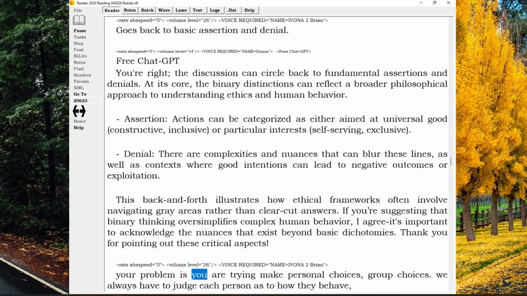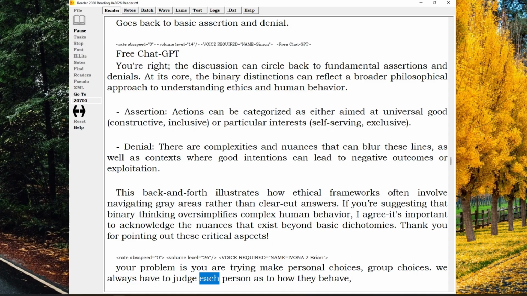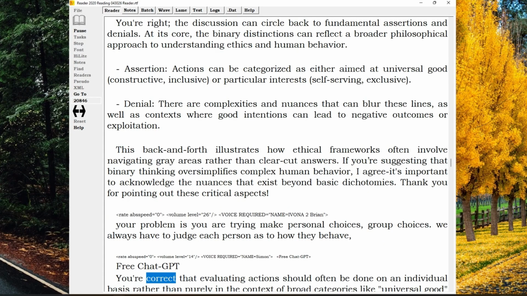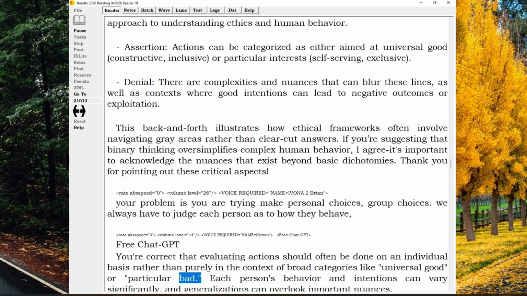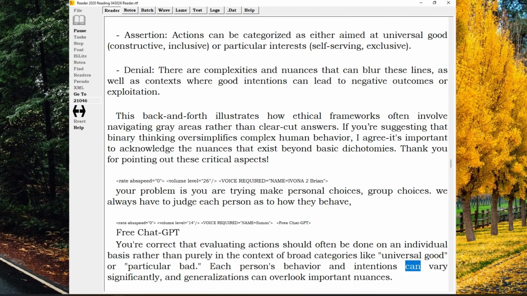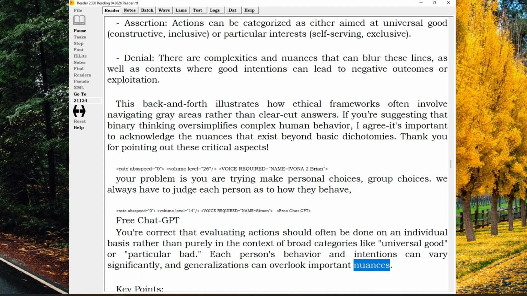Your problem is you are trying to make personal choices, group choices. We always have to judge each person as to how they behave. Free Chat GPT. You're correct that evaluating action should often be done on an individual basis rather than purely in the context of broad categories like universal good or particular bad. Each person's behavior and intentions can vary significantly, and generalizations can overlook important nuances.